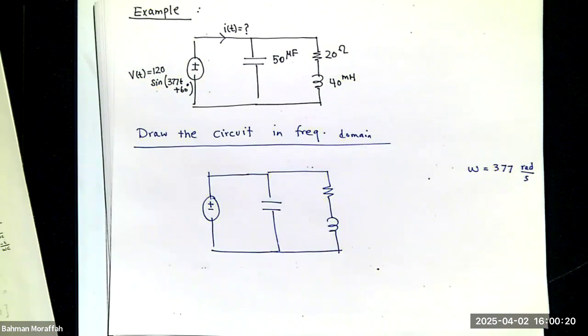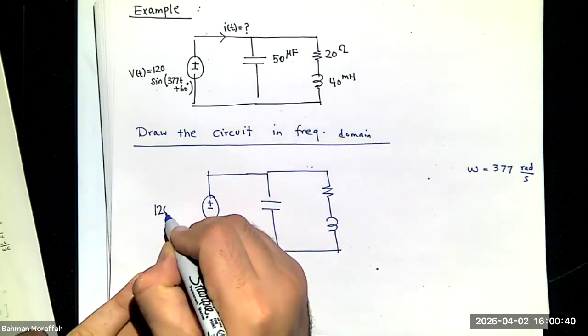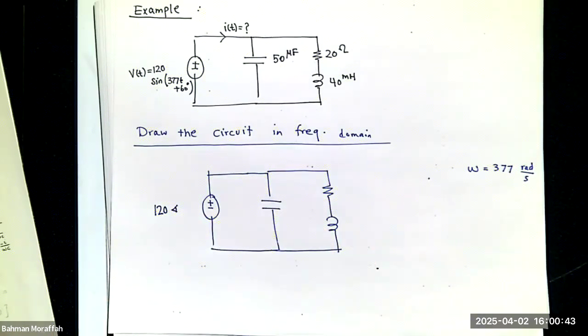What is the phasor representation of this V(t)? Remember, all I need is just the magnitude and the phase. So what is the magnitude? 120. So this is 120. What is the phase? Oh, 60. It's 60 minus 90. Why? Because I have a sine wave.